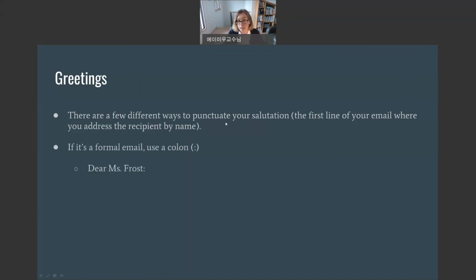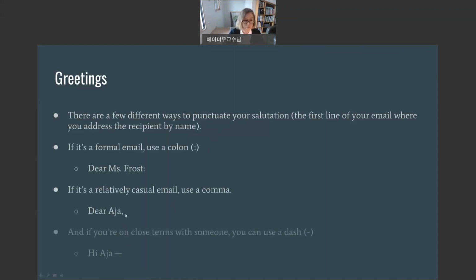If it's a formal email, use a colon. So dear Ms. Frost. If it's a casual email, you can just use a comma. Commas are most common. So dear Aya, comma. And if you're on close terms with someone, you can use a dash. Hi, Aya.